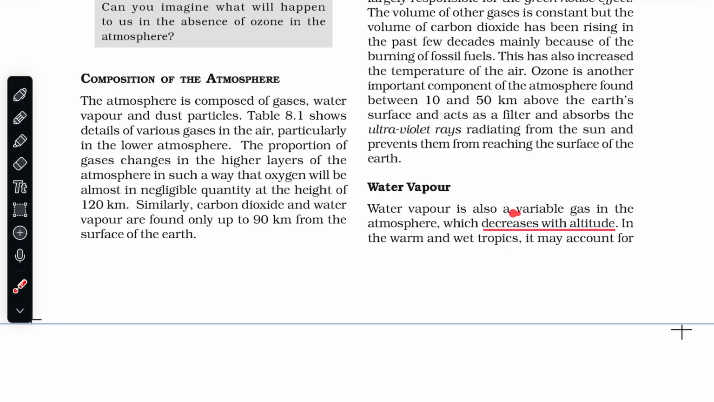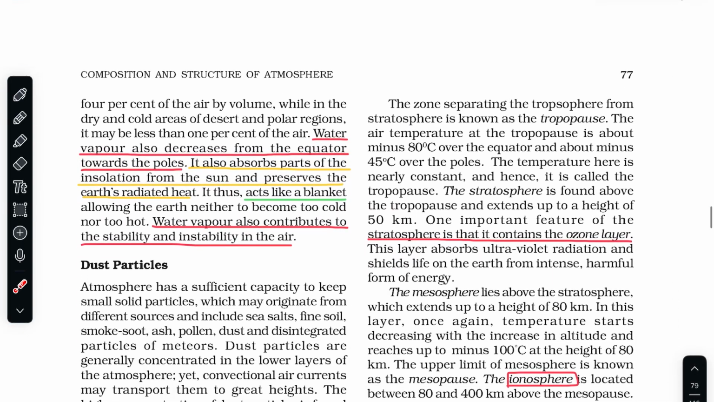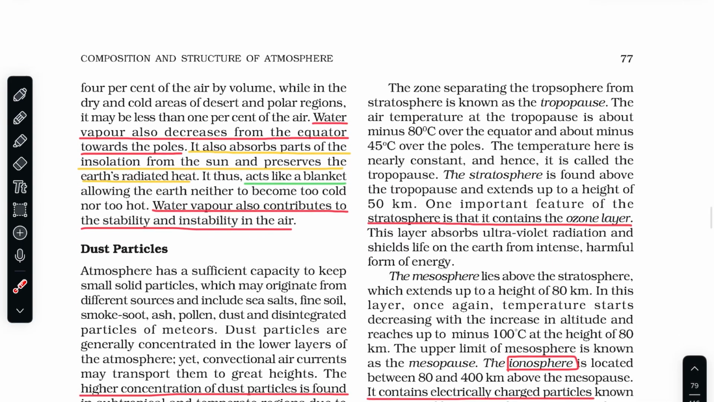Water vapor is also a variable gas in the atmosphere which decreases with altitude. In warm and wet tropics, it may account for 4% of the air volume, while in the dry and cold areas of the desert and polar regions, it may be less than 12% of the air. Water vapor also decreases from equator towards the poles, so it is like the amount of water vapor is more in the equators, whereas it keeps on decreasing as we move polewards.